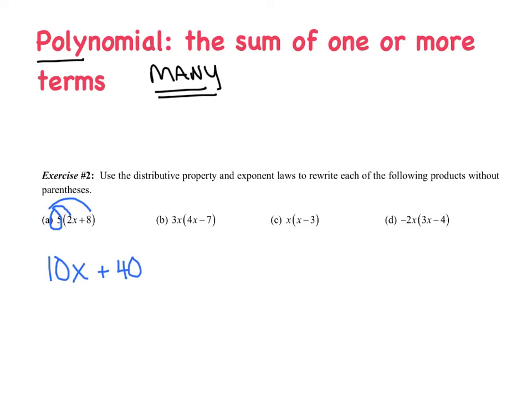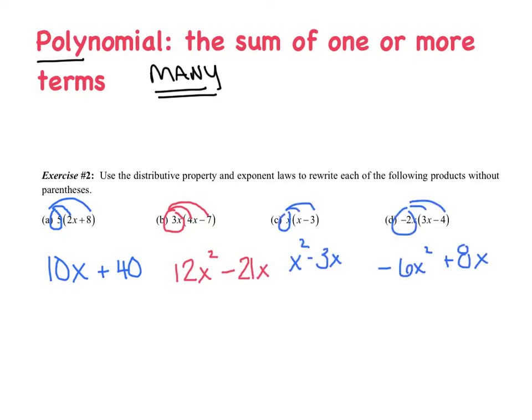Same idea with b. Take this 3x and distribute it into this quantity. 3 times 4, the coefficients make 12. X times x is x squared. Then I have a minus sign. 7 times 3 is 21, and we'll slap that x on there as well. All right, why don't you pause it, do C and D, see if you get the same thing. Hopefully yours match with mine. So again, when I have that number or term or monomial in front, I'm using the distributive property.